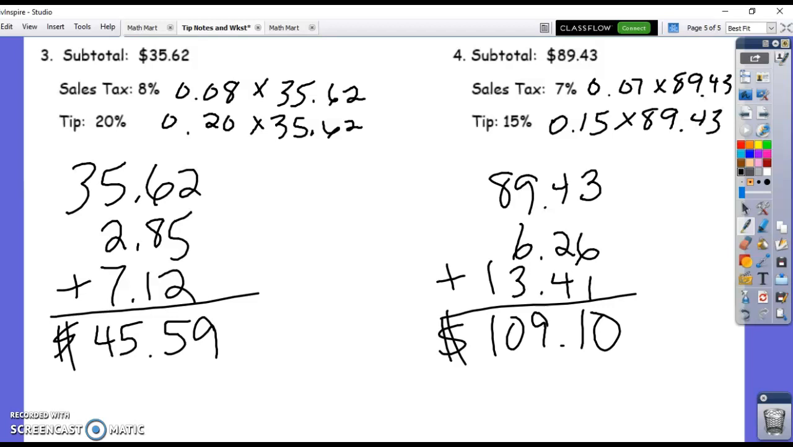So those were 4 that we did together. Now you have the last 6 to do on your own. Please show what we showed here as far as what you're multiplying and then add them up. Okay, I try to leave you enough room to do all that. You should have plenty of room on the worksheet.